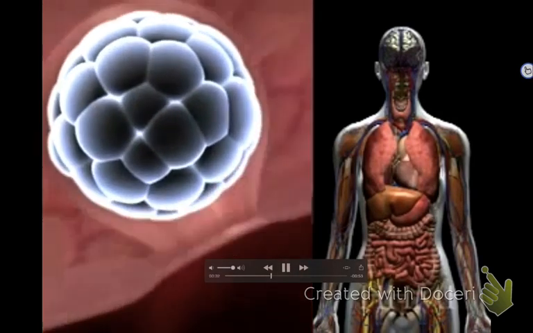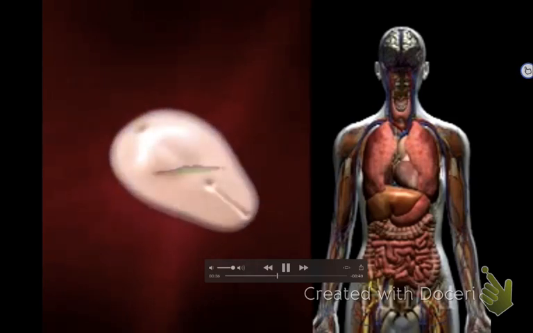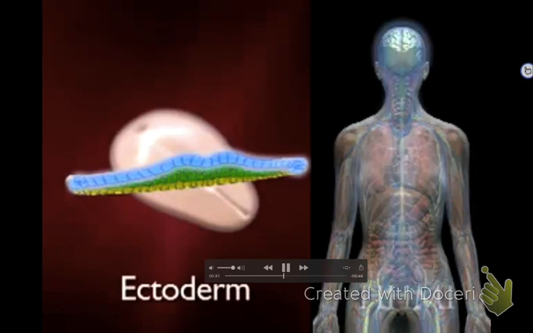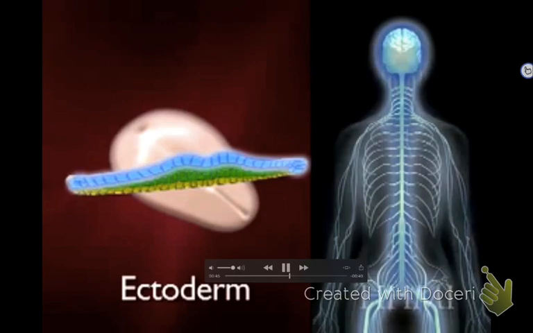If we now look at the embryo after the three germ layers have formed, this video will highlight what comes from the blue germ layer, the ectoderm. You'll see that it makes the nervous system, including the brain, and the skin.